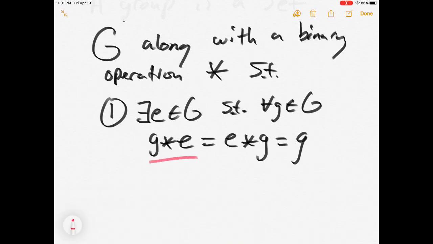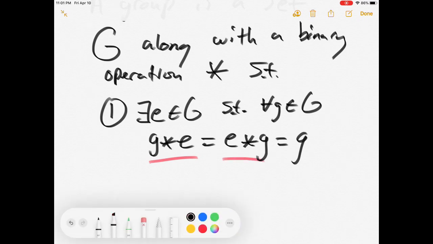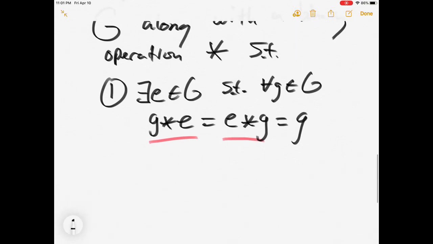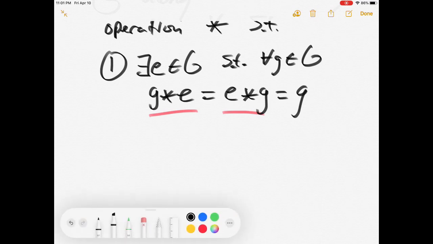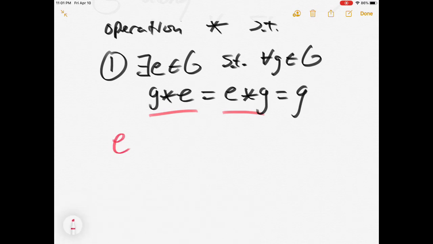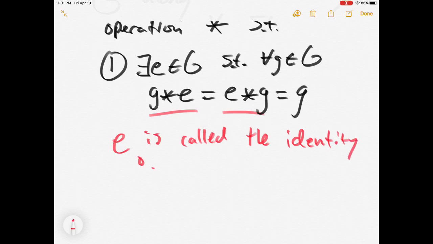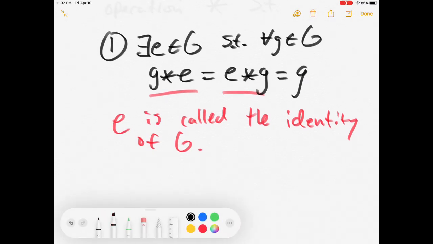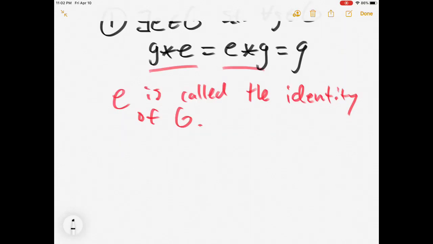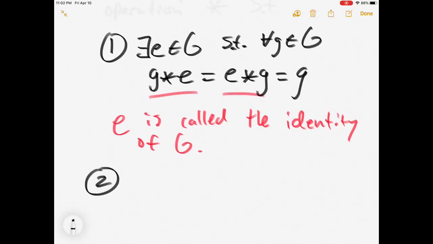Usually in a group, the ordering here matters, and we have to write the different orderings: g comes first and then e, and e comes first and then g. These are not always the same, but when it comes to this element, which we call the identity element, we can switch the ordering in which we apply the operation, or in which we combine elements. That's the first property.